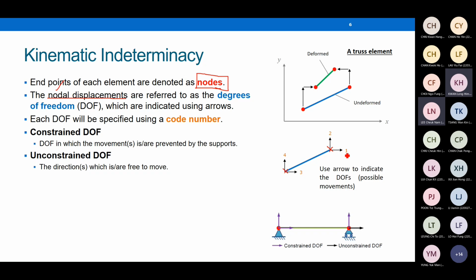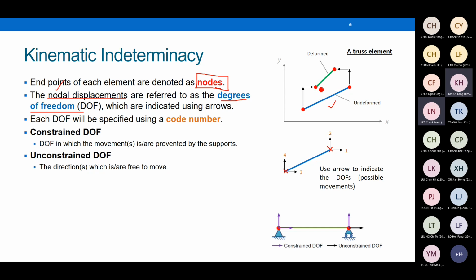One member, 2 nodes. At each node we have some possible displacement. The displacement, we call this degrees of freedom. Degrees of freedom are the possible movements at the member ends. For a truss member, the blue line is the undeformed position, okay? After the application of loading, the truss member may move vertically and horizontally.